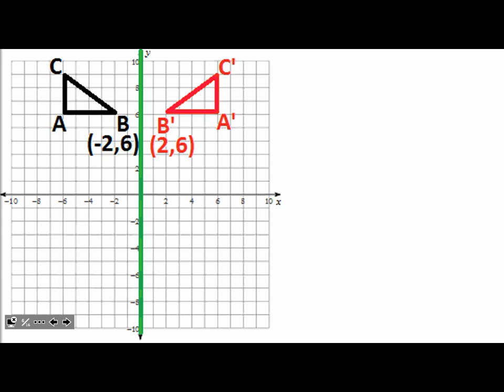Now, let me add a few special cases, and we're going to add those to our notes. So this line that I have here is the y-axis. So we're going to use a rule for that. You see I have in black my pre-image, in red I have my image. I can follow each point, but I'm going to follow B for this case. Look, the coordinates of B are negative 2, 6. The coordinates of B prime are 2, 6. All right, when I copy from one side to the other.